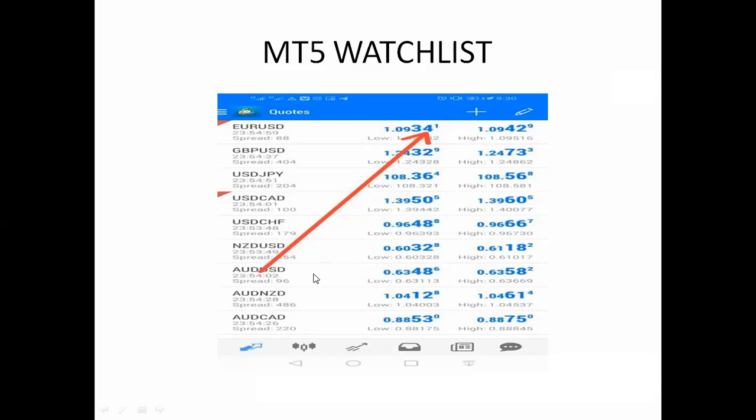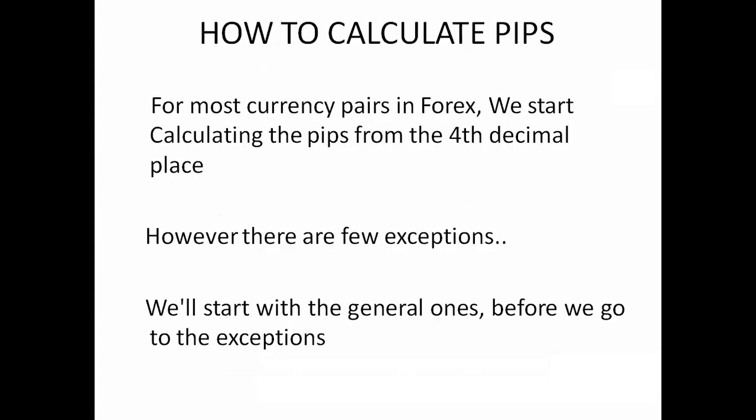Let's look at NZD USD now. We have it at 0.6032. So that is our pip. We have here 0.618. That is what our pip is. So the pip is always counted from what? The fourth decimal point. That is for USD pairs. So we calculate the USD pairs from the fourth decimal number.